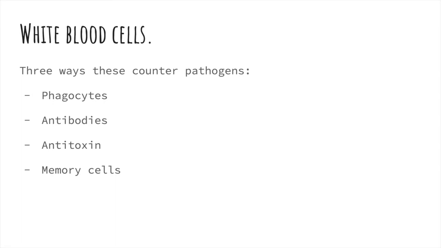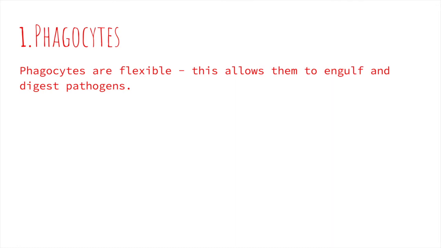Okay, so first one then, these phagocytes. These are flexible cells that allow them to engulf and digest pathogens. So once pathogens get inside your body, these phagocytes go around, gather them up, absorb them into themselves, and destroy them. They literally hunt them down, find them, crush them, kill them, and that over time makes you better.